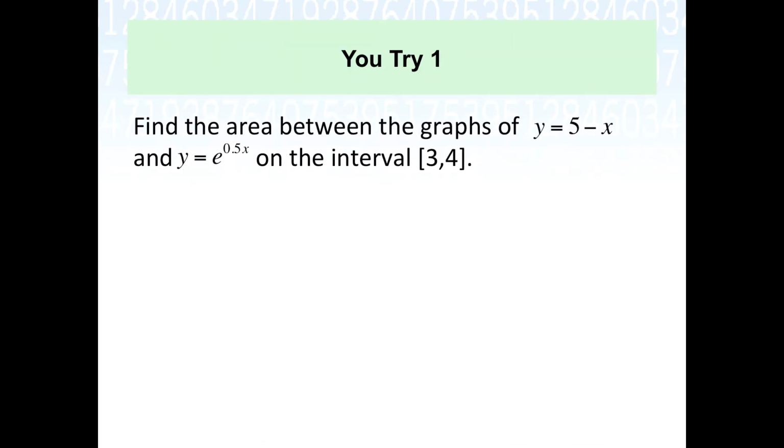One for you to try out. You're in charge of finding the area between the graphs of y equals 5 minus x and y equals e to the 0.5x, and we're given a specific interval to work over. So my recommendation is you pause the video here, you take a few moments, you try it out, and then I'll work it out here in just a moment.